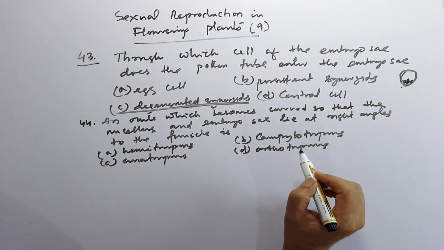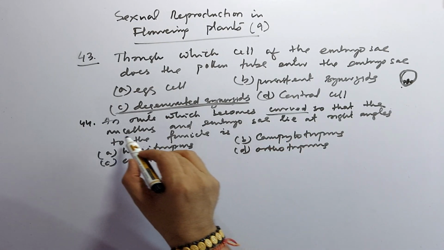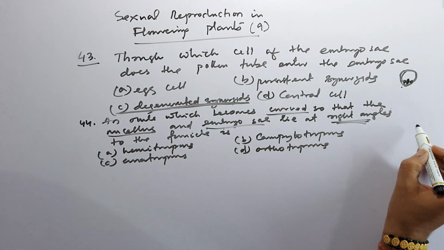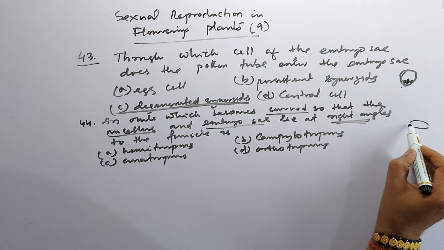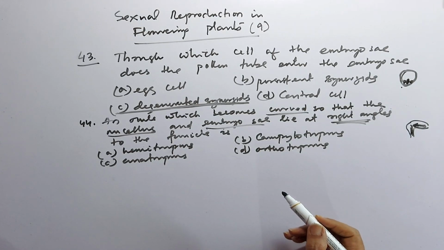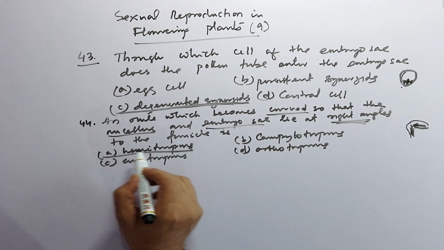So the ovule which becomes curved so that the nucellus and embryo sac lie at right angles, we can draw this type of structure also, with right angles between the funiculus and the embryo sac nucellus. So the correct answer is hemitropous.